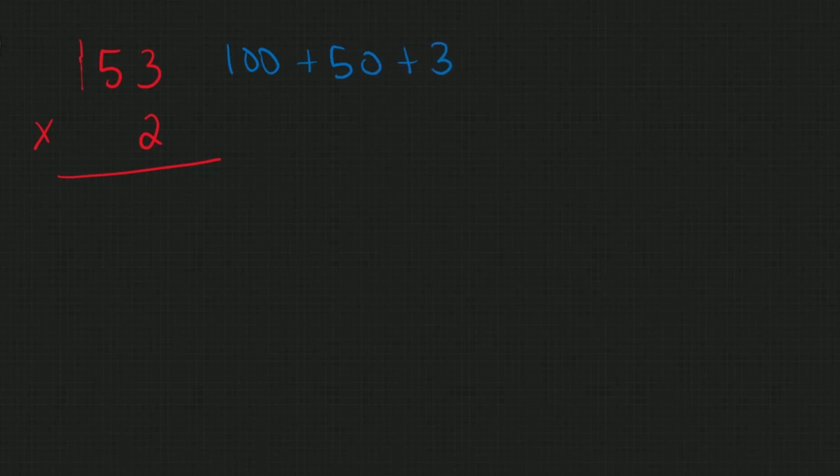All right, now we're going to get into some triple digit multiplication. Let's go 153 times 2. First thing we've got to do is get this into expanded form. That would be 100 plus 50 plus 3. Now let's make our window.